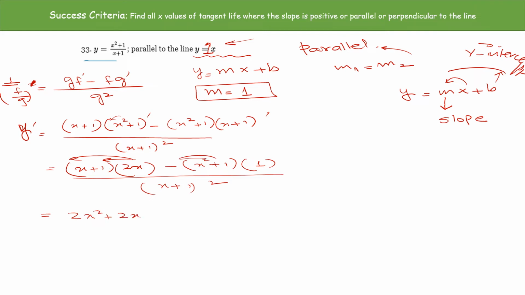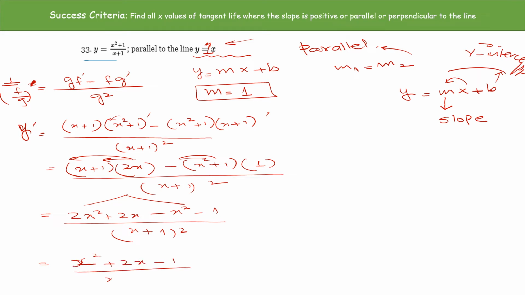Now open the bracket, we will get minus x square minus 1 over x plus 1 whole square. Combine the like terms, so we will get 2x square minus x square gives us x square. The rest as it is we will write over x plus 1 whole square. Now this is our derivative.